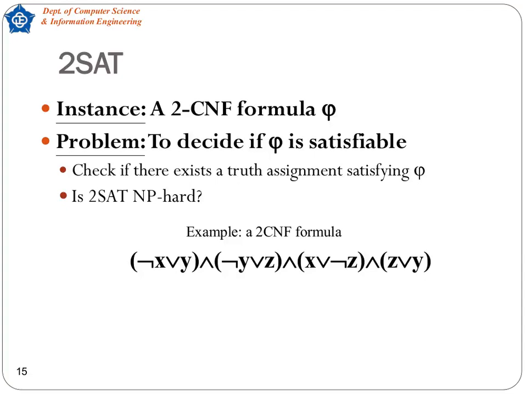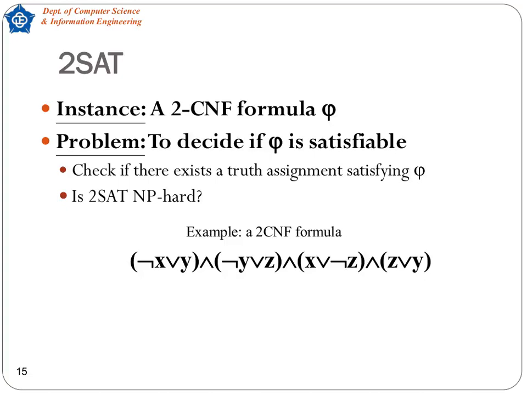Now that we've extended NP-hardness to all k-SAT problems with k greater than or equal to 3, let's shift our focus to the one case we haven't touched, 2-SAT. In 2-SAT, an instance is a Boolean formula phi in 2-CNF, that is, a conjunction of clauses, each containing exactly two literals. The core question is simple: is phi satisfiable? In other words, does there exist an assignment of truth values to its variables that makes every clause true?